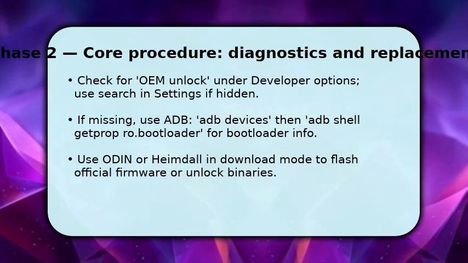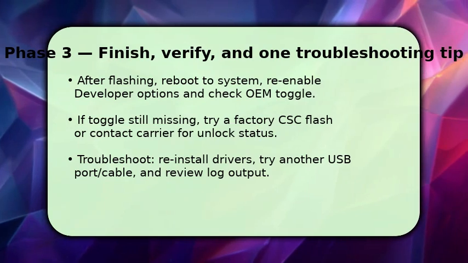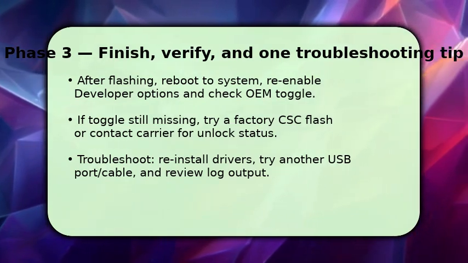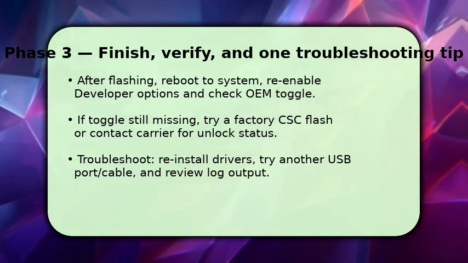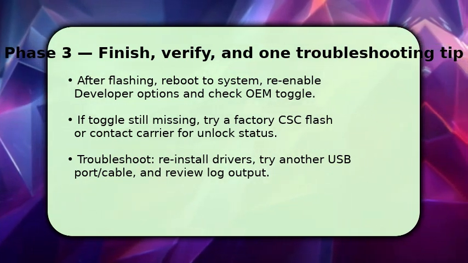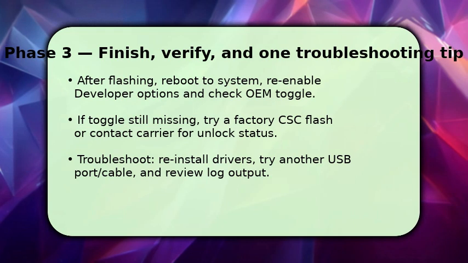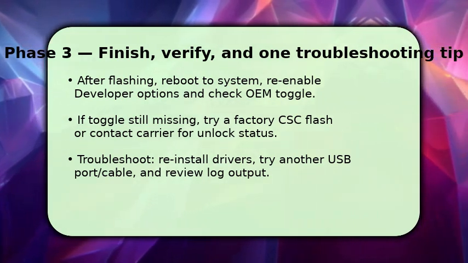You complete the process by flashing the correct files and verifying the result. After the flash finishes, reboot to the system, open developer options, and check for the OEM unlock toggle. Enable it if present. If it remains missing, perform a factory CSC flash with the stock files or confirm carrier restrictions. They sometimes lock the option remotely.